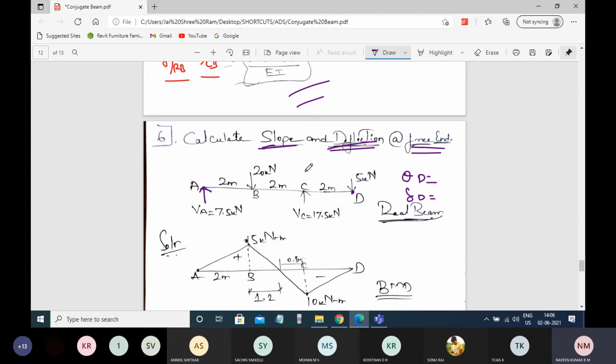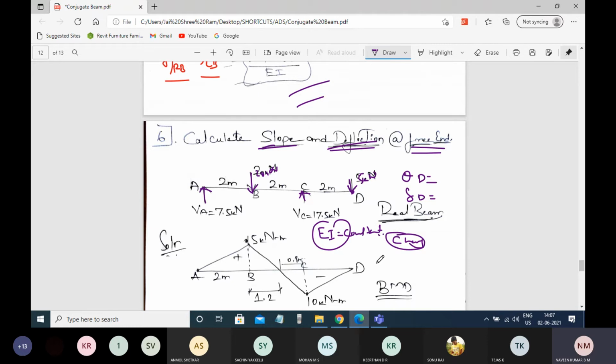At A you have a simple support, at C you have a simple support, at D there is no support but a load of 5 kilonewton is acting, and between A and C a point load of 20 kilonewton is acting. And there is no change in EI. EI is not mentioned, so that means EI remains the same throughout the structure, you can consider it as constant. Understood?